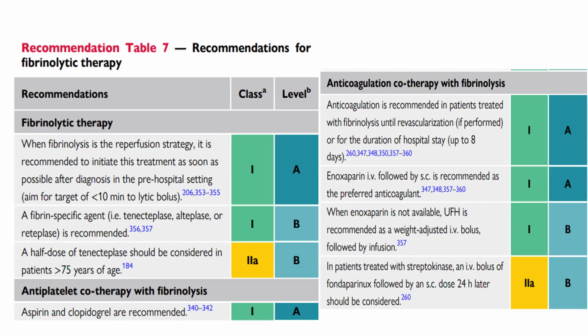Enoxaparin IV followed by subcutaneous is recommended as the preferred anticoagulant in case of anticoagulation therapy with fibrinolysis. When enoxaparin is not available, unfractionated heparin is recommended. In patients treated with streptokinase, an IV bolus of fondaparinux followed by a subcutaneous dose 24 hours later should be considered.